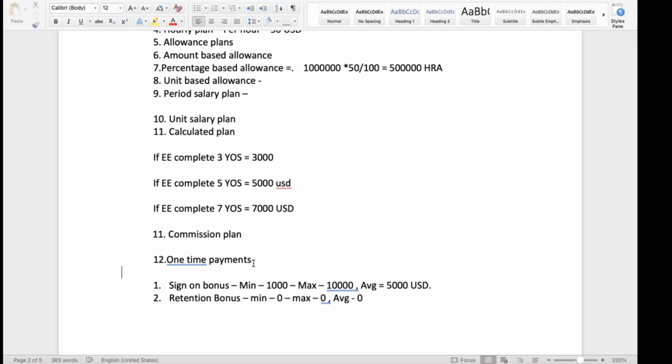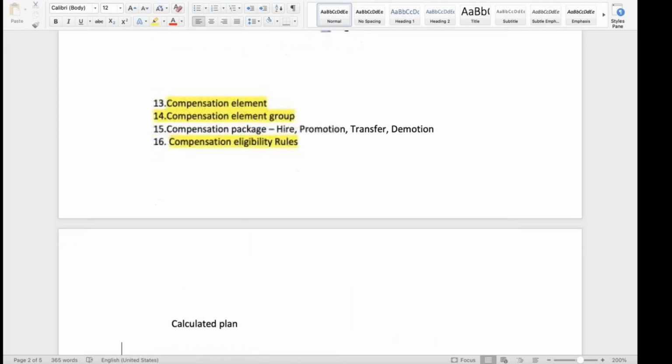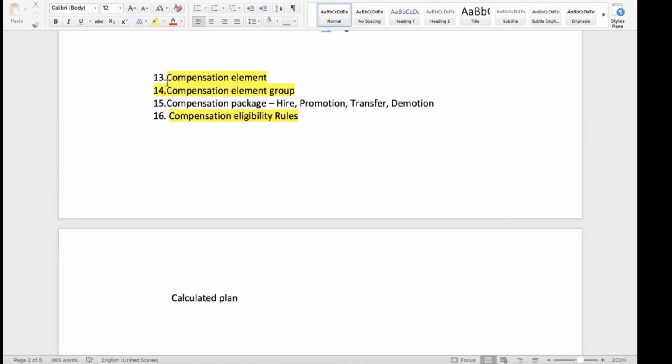And then moving on, element groups. Compensation element is just a reference plan. In compensation, just a reference. What is this compensation plan? Car allowance. Car allowance is the compensation plan. It's just a reference. But this element will play a key role in the payroll system.